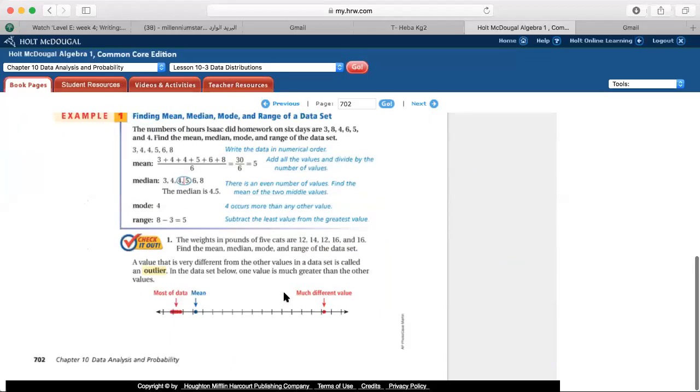Okay, girls, let's go back to the book here. Okay, we have another word that I think also you have read before. It is called outlier. What is outlier?